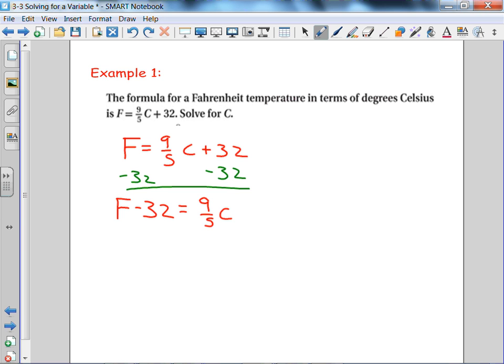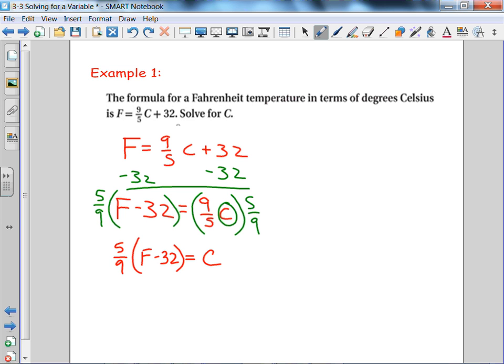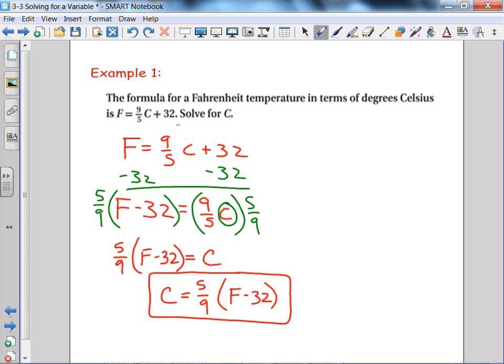And so I want to continue to isolate the C. So what I'm going to do is multiply both sides by the reciprocal of 9/5, which is 5/9. And so when I do that, I'm going to end up with C is equal to 5/9 times F minus 32. I want to write this with the C on the left-hand side, so I move everything else to the right. And so I know I'm done because I have C by itself, and I have everything else on the right-hand side.